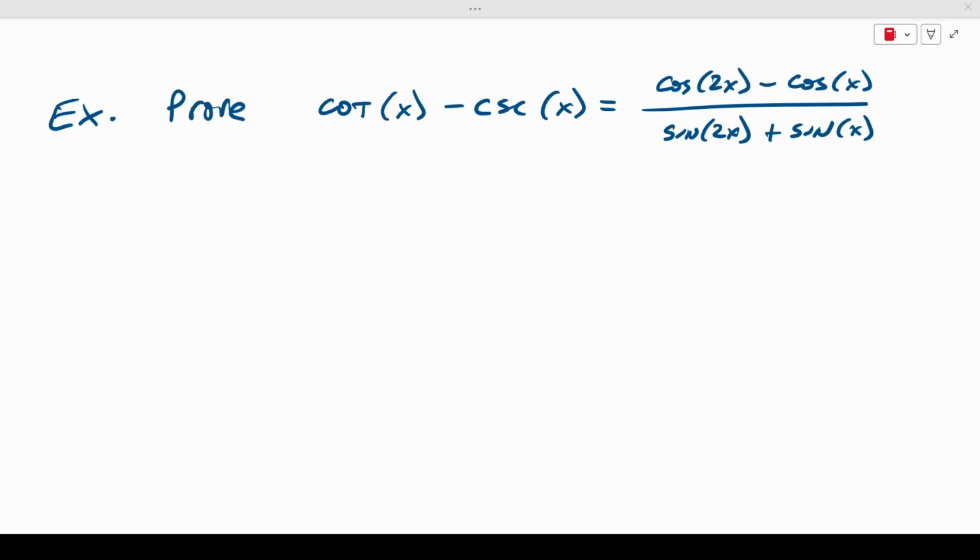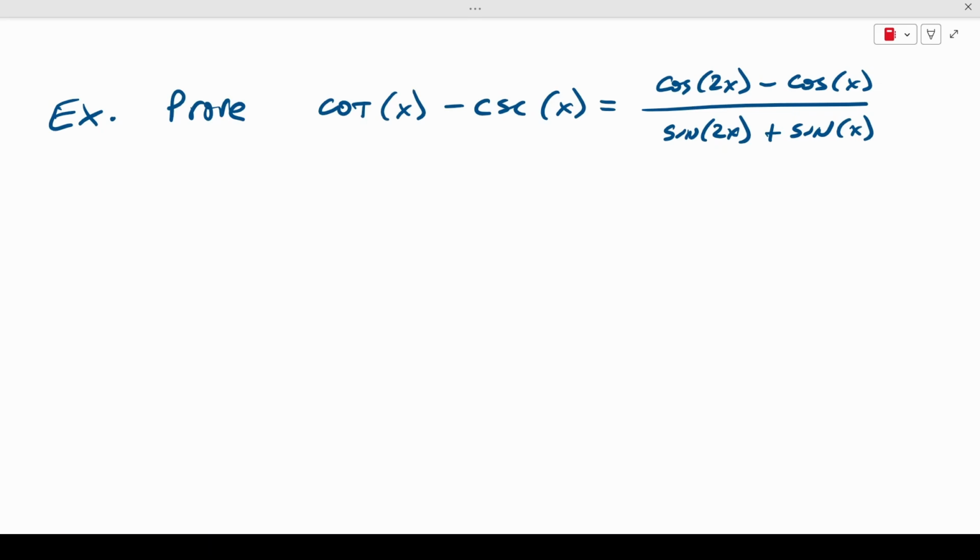All right, here's one more. So I look at this one and I say, boy, okay, I've got lots going on. First of all, I have cotangent, cosecant, cosine, and sine. So that's a bother. I may want to put it into sines and cosines. I have x's as arguments and 2x's as arguments. So that's a bit of an issue.